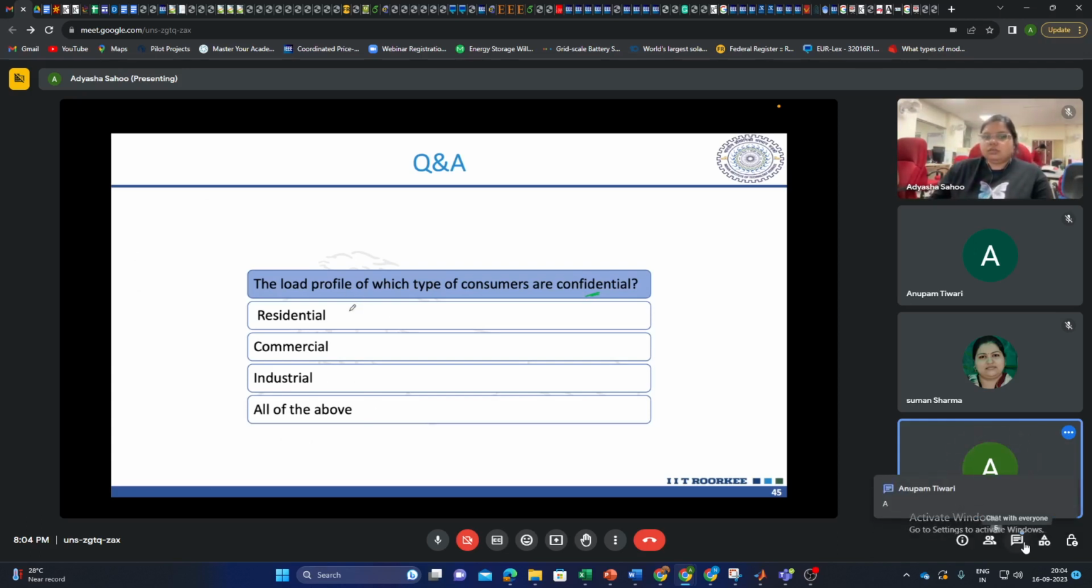Residential, but are residential consumers very much interested in their load consumption pattern? Like consumers such as we, do we care if anyone is monitoring our load pattern throughout the day, what amount of power we are taking? So this is not very significant because not much can be derived from this data.